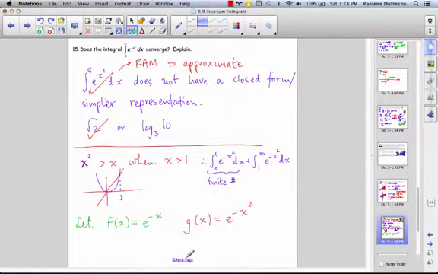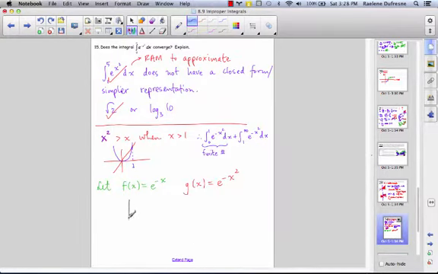So when I consider these graphs, I do know what the graph of e to the negative x looks like, and I don't know what the graph of e to the negative x squared looks like. But I do know that x squared is greater than x when x is greater than 1. And so when x is greater than 1, e to the negative x squared will either be bigger or smaller than e to the negative x. So if I write f as 1 over e to the x, and I write g as 1 over e to the x squared, which function, the green one or the red one, do you think will be higher when x is greater than 1?